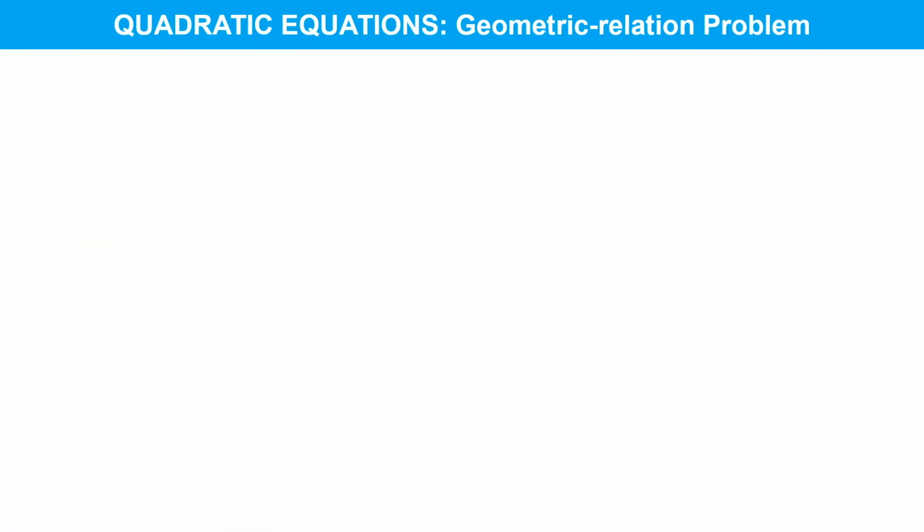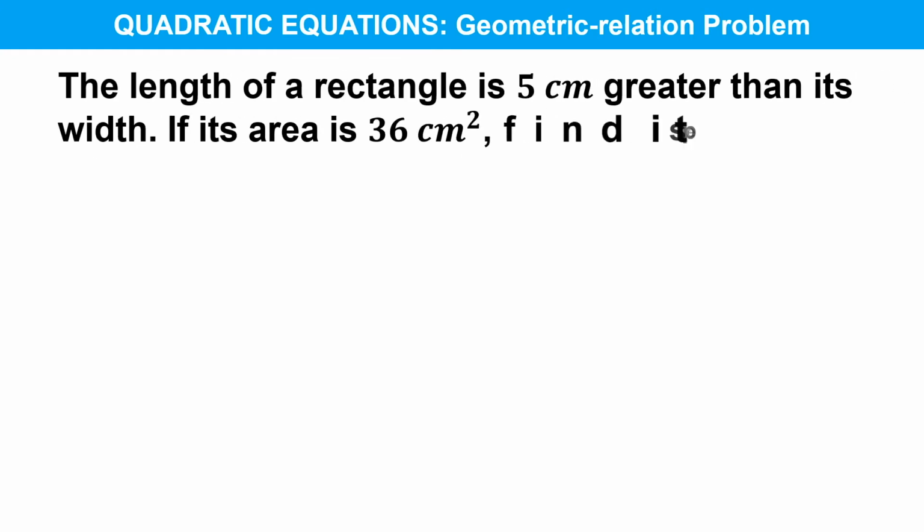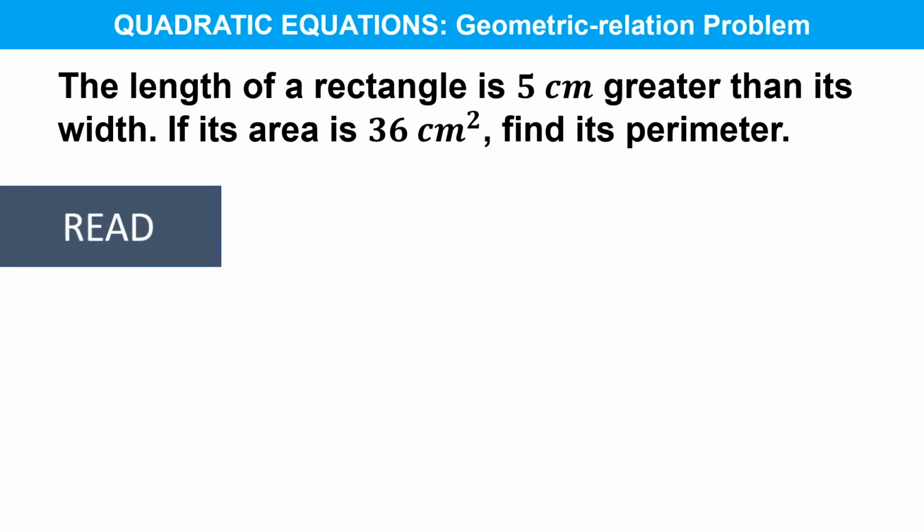Let's have this time a geometric relation problem for our next example. The length of a rectangle is 5 centimeters greater than its width. If its area is 36 square centimeters, find its perimeter. If after reading the problem you did not fully understand it, read the problem again and again until you understand the problem. As you read, identify the given information and be aware of the question.